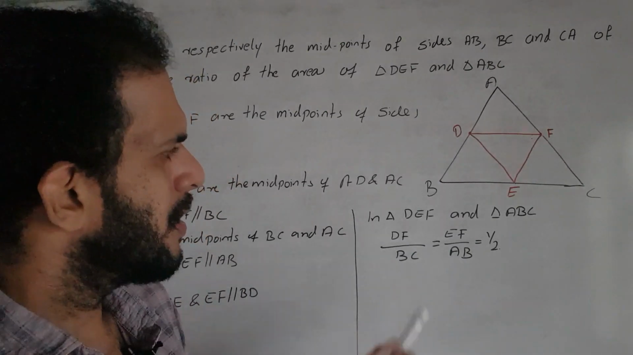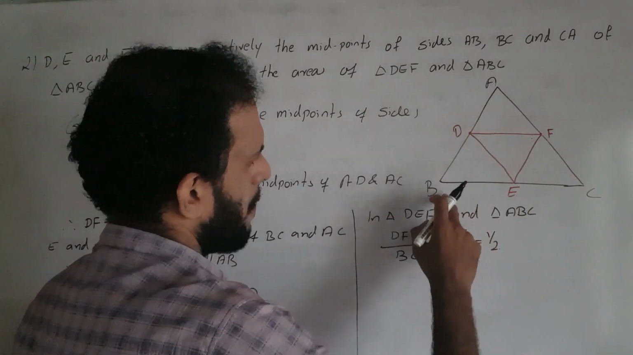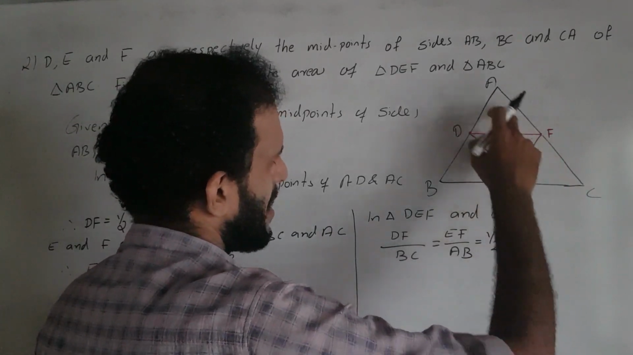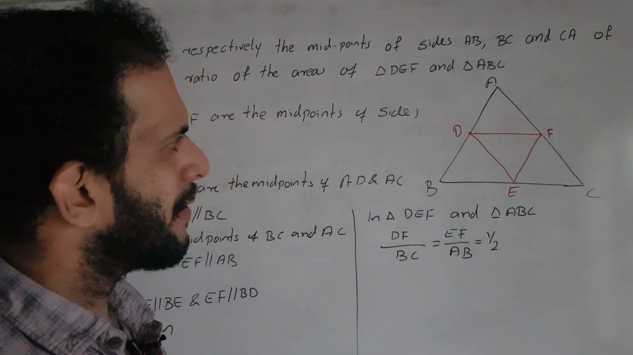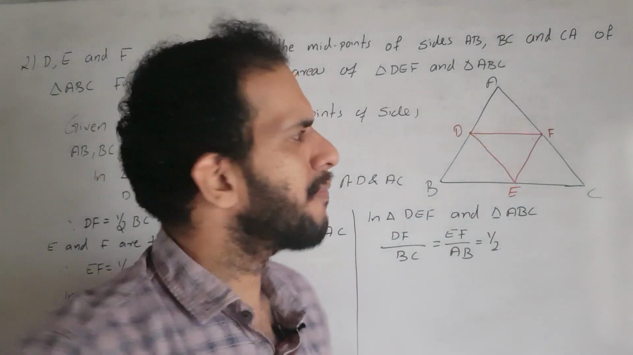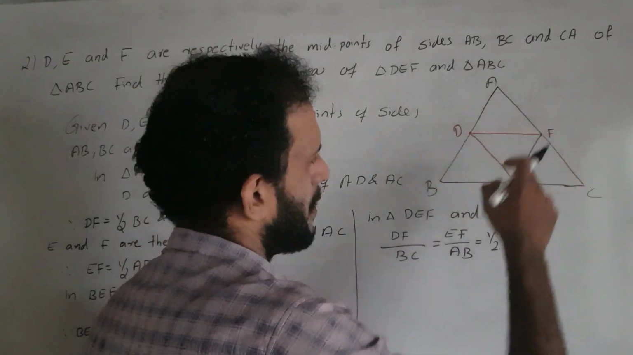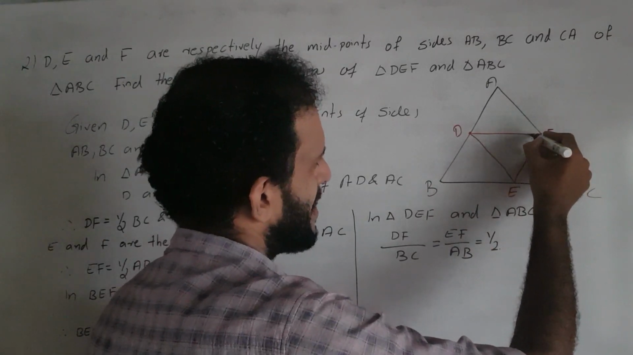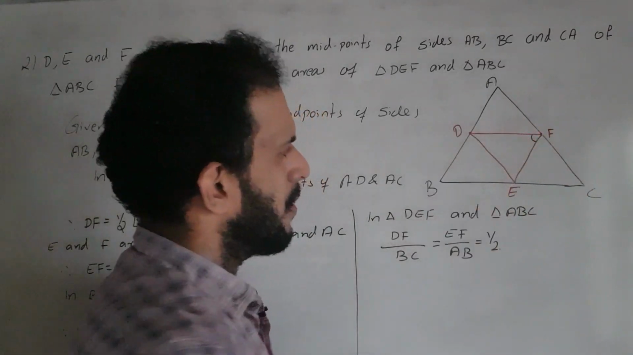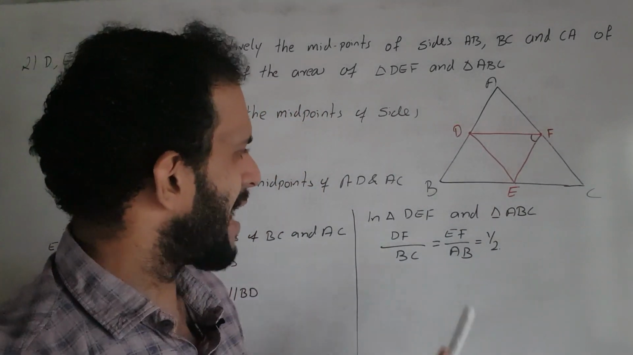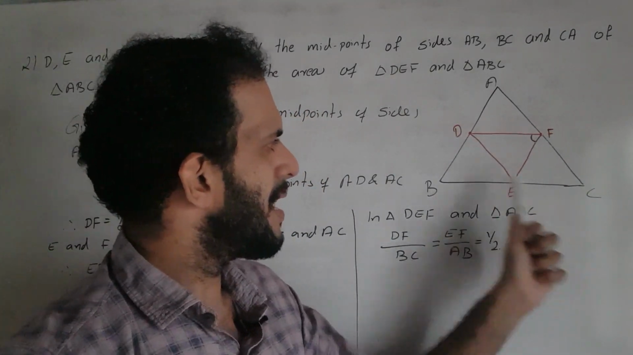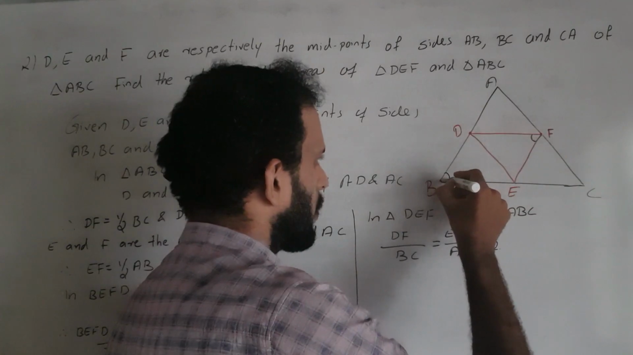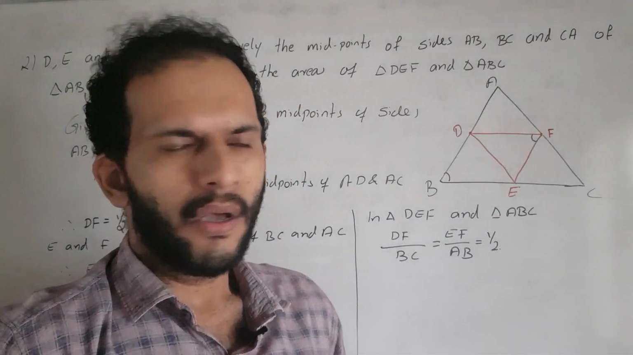Okay, so now we got it. DF by BC is equal to EF by AB. So next we think about the angles. What is the including angle of the sides DF and FE? The including angle of DF and FE is angle DFE. This one, angle F. What is the including angle of the sides BC and AB? That is angle ABC. That is this one. Correct?